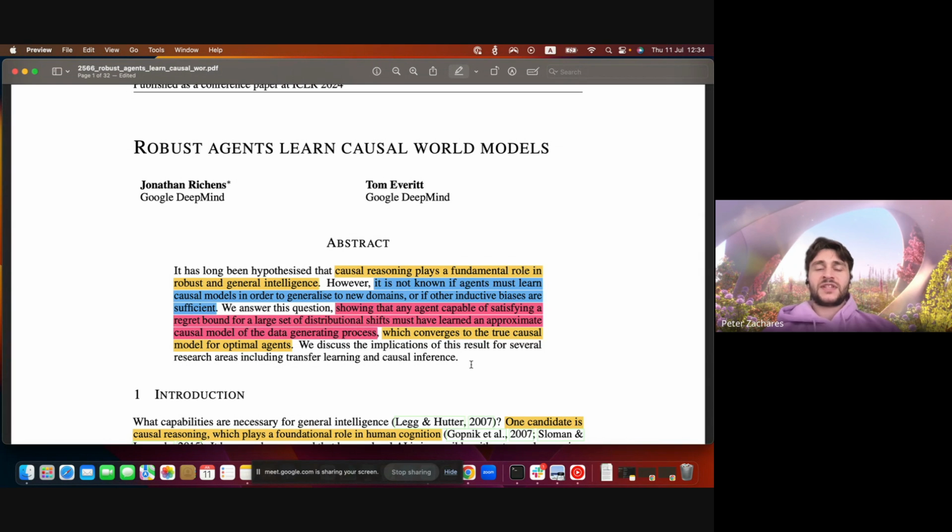So today I'll be presenting "Robust Agents Learn Causal World Models." This is a paper from ICLR. I think it's one of the papers that got a best paper award. I'm pretty sure. I was really attracted to it because it creates a connection between robust or generalizable agents or policies and causal models.